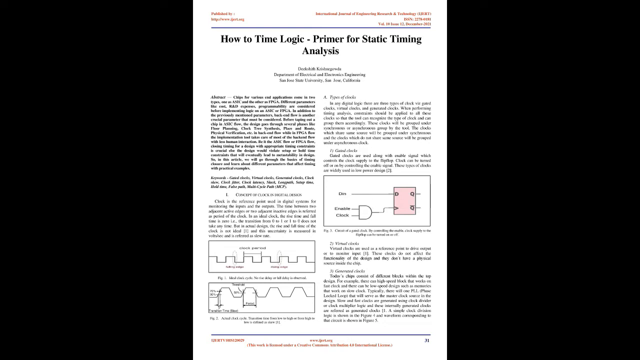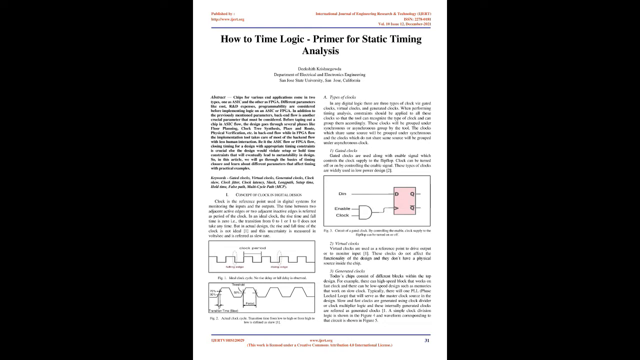Concept of clock in digital design. Clock is the reference point used in digital systems for monitoring the inputs and the outputs. The time between two adjacent active edges or two adjacent inactive edges is referred as period of the clock. In an ideal clock, the rise time and fall time is 0, i.e., the transition from 0 to 1 or 1 to 0 does not take any time. But in actual design, the rise and fall time of the clock is not ideal one, and this uncertainty is measured in volts/sec and is referred as slew rate.